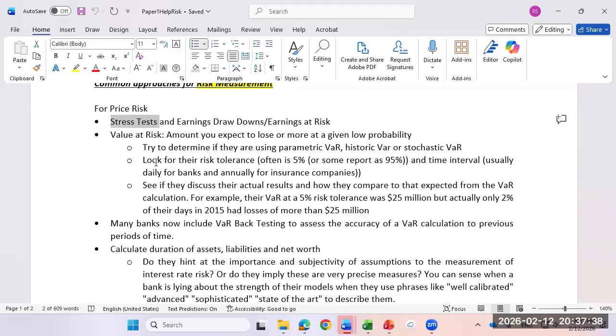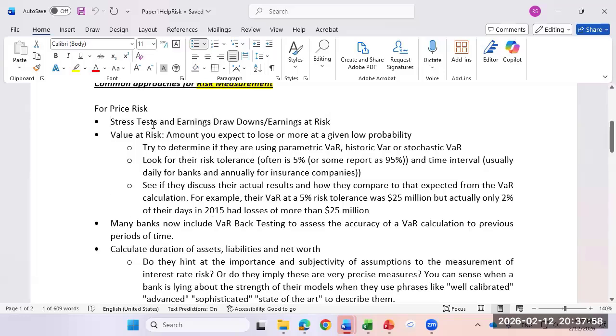That's a stress test. Some banks do that, but they look not at net worth, but at earnings. They may call it earnings drawdown or earnings at risk. They'll have some title along those lines. They may call it economic earnings at risk. What does that mean? That means they're going to mark more things to market and not follow gap accounting precisely.